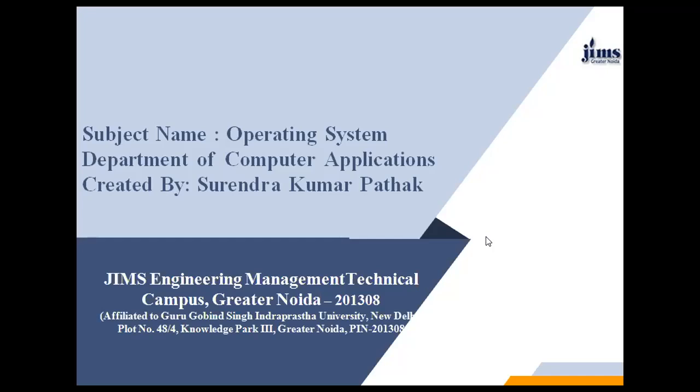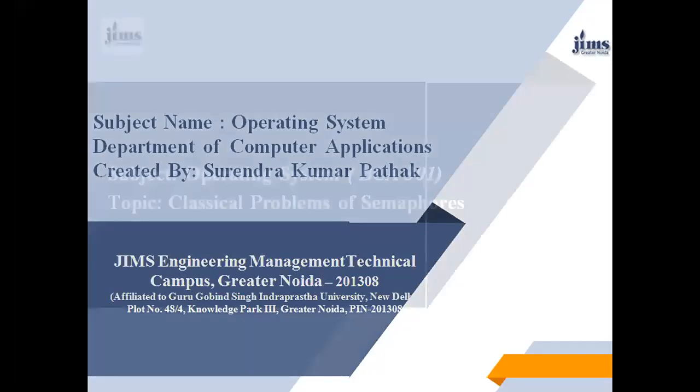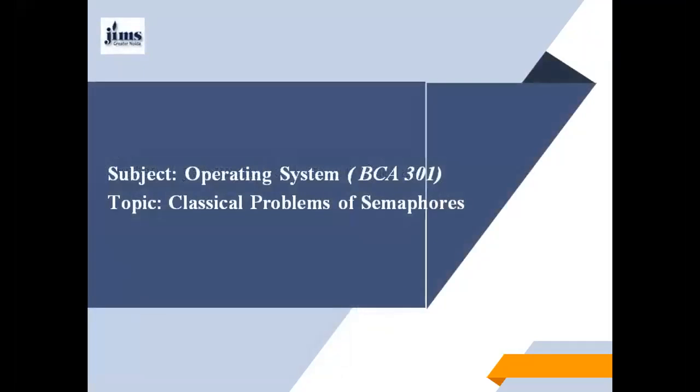What are the types of the semaphore we have discussed? There are mainly two types of semaphore which we have discussed: the counting semaphore and the binary semaphore. We have discussed the advantages of the semaphore, disadvantages of the semaphore, wait and signals of the semaphore. Now, we will discuss some of the classical problems of the semaphore.